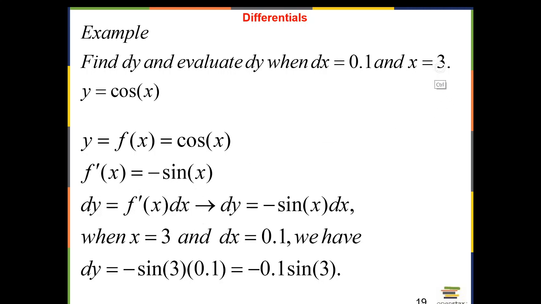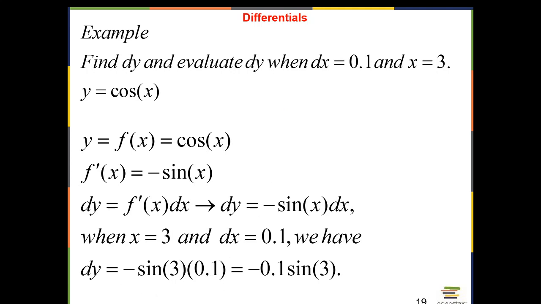f prime at 3, right? So f prime at 3 is, we substitute 3 for x here in the f prime. So it would be a negative, whatever sine 3 is, we don't have to actually find it, we just leave it in the formula. So negative sine 3, and remember this is not 3 degrees, it's 3 radians, right? And then times what? dx, which is 0.1, right?